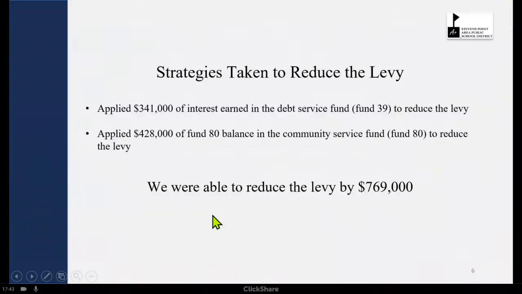I did take some strategies to reduce the levy. We applied $341,000 of interest that we had earned in our debt service fund, Fund 39. We applied that to reduce the levy. We also applied $428,000 of Fund 80 fund balance, that's our community service fund, to also reduce the levy. So combined, we were able to reduce the levy by $769,000.